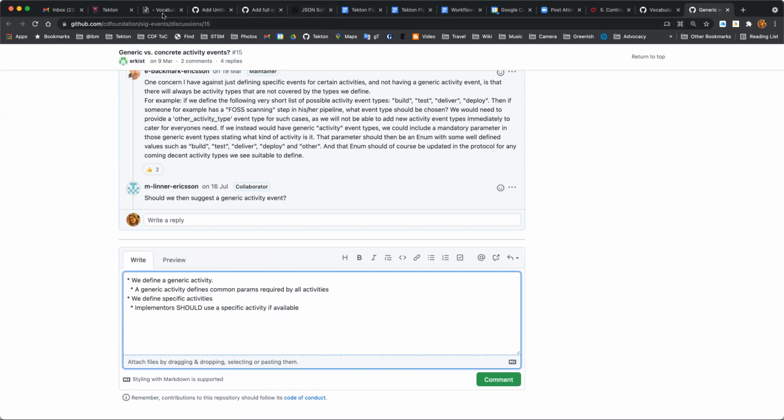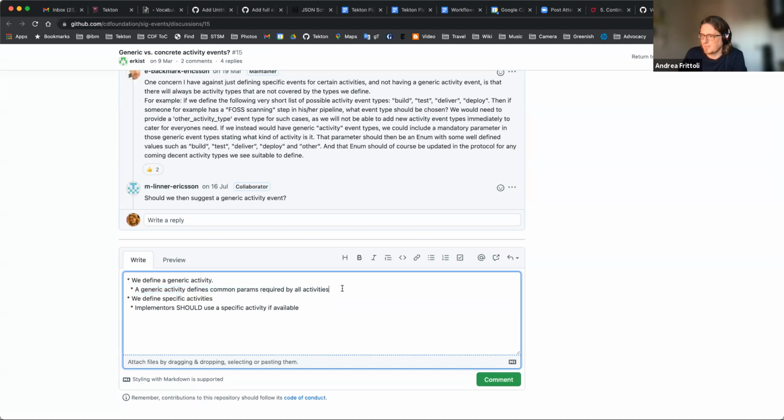Does that make sense? Yeah, I think so. So I tried to capture this. Say we define generic activities. A generic activity defines common parameters required by all activities. We also define specific activities, and implementers should use the specific activities if available. Does this capture at least the high level discussion? And is this something that we can agree on, and then we could close this discussion and capture these? It makes sense to me.